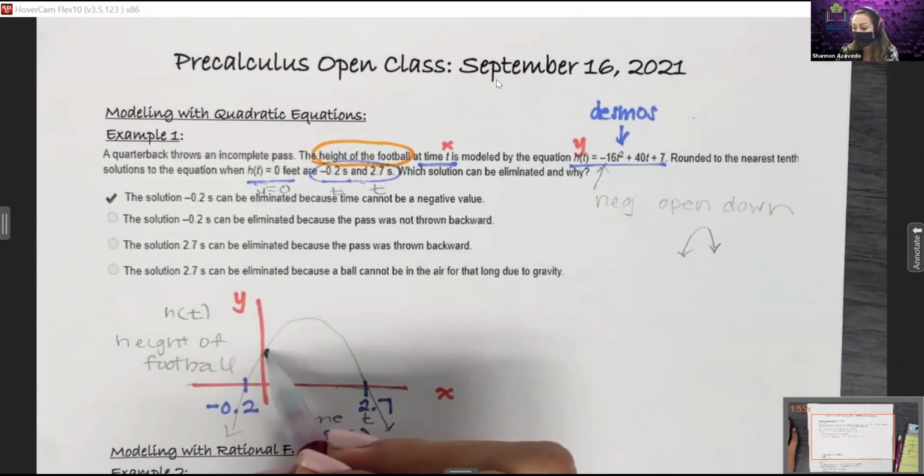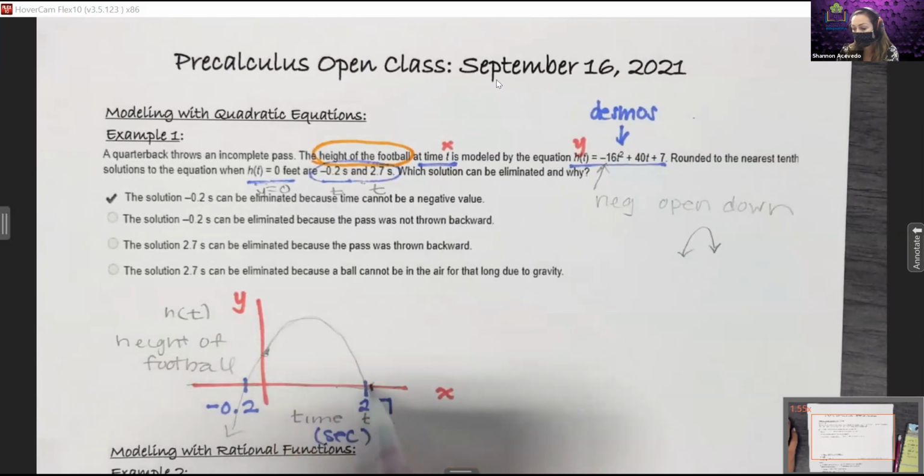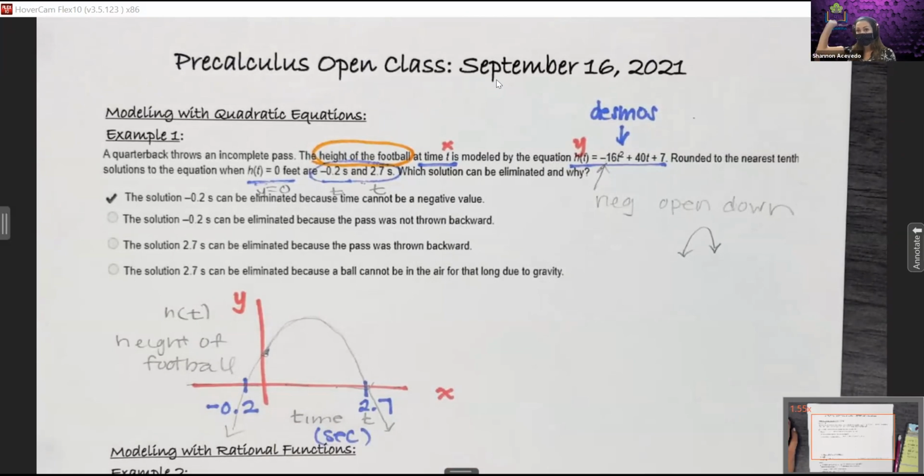So when I throw the football, it's going to go up and then come down. How do I know that? Well, if I'm about to throw the ball, and as soon as I let go, then I start counting the time it's up in the air, right? As soon as I throw it and let go, I'm counting that time.